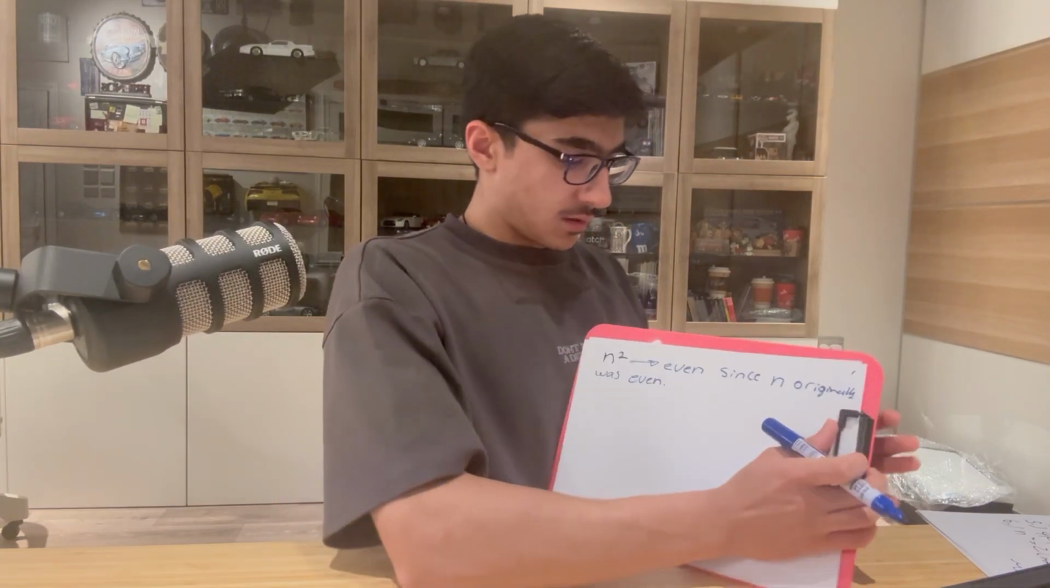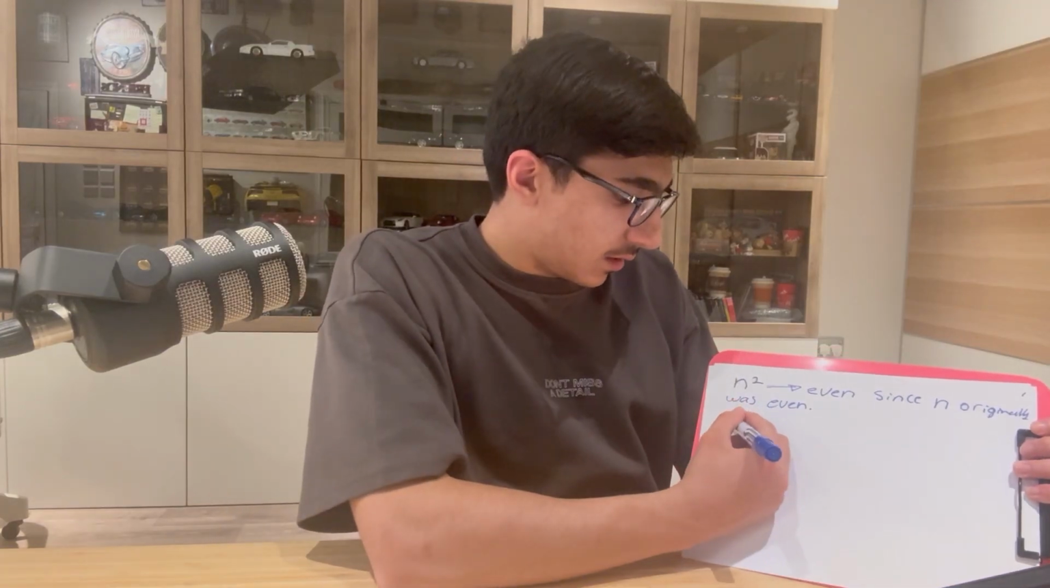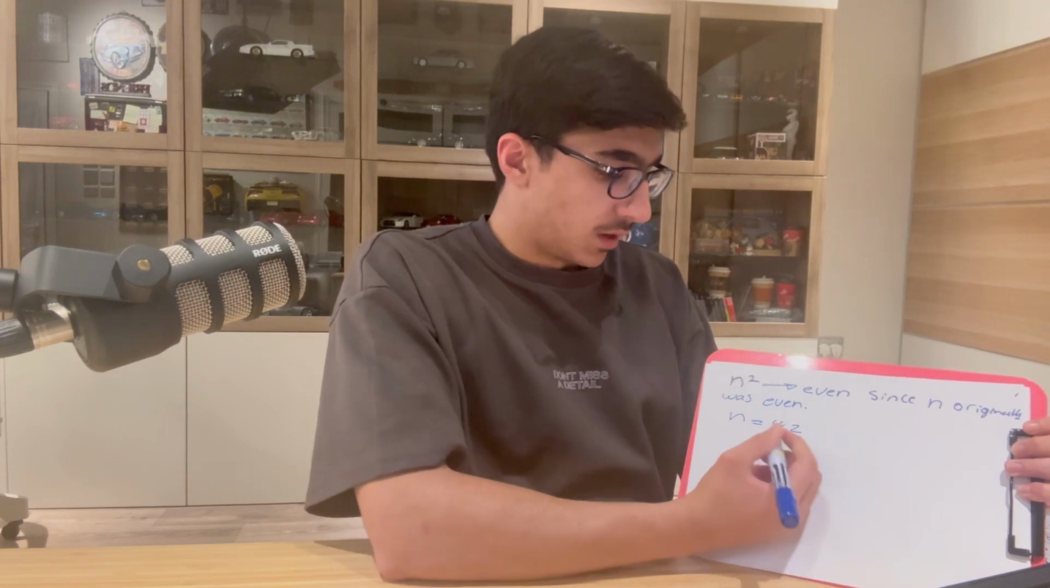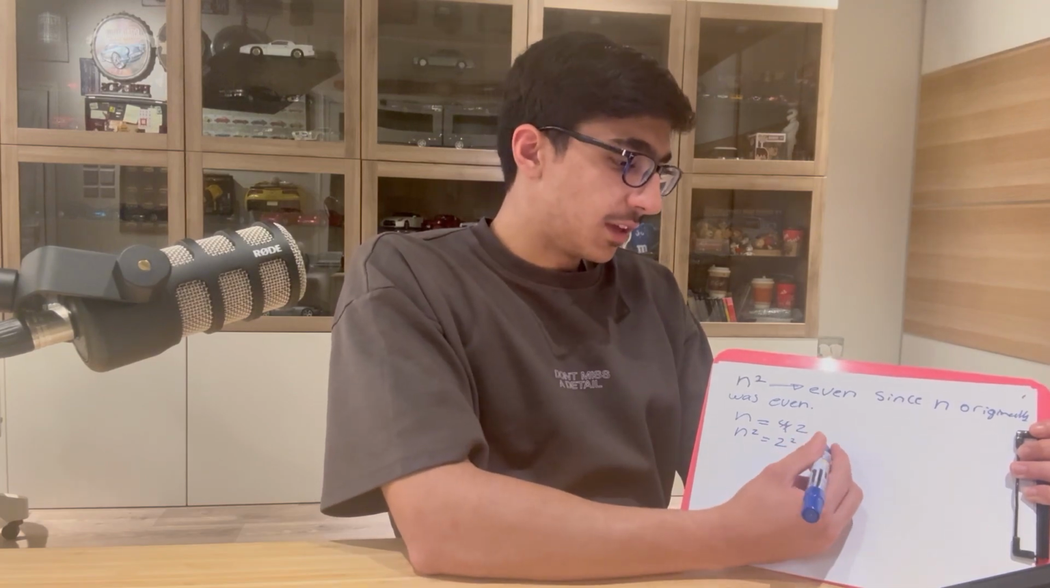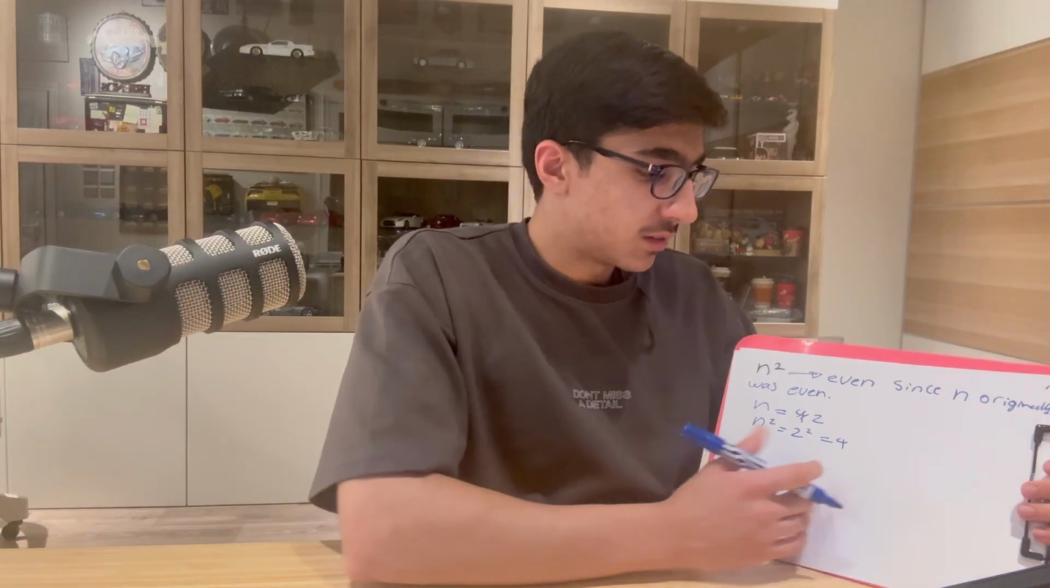Quick example. Let's say that n equals 2. Then n to the power of 2 equals 2 to the power of 2, which is going to be equal to 4. That means 4 is an even number.